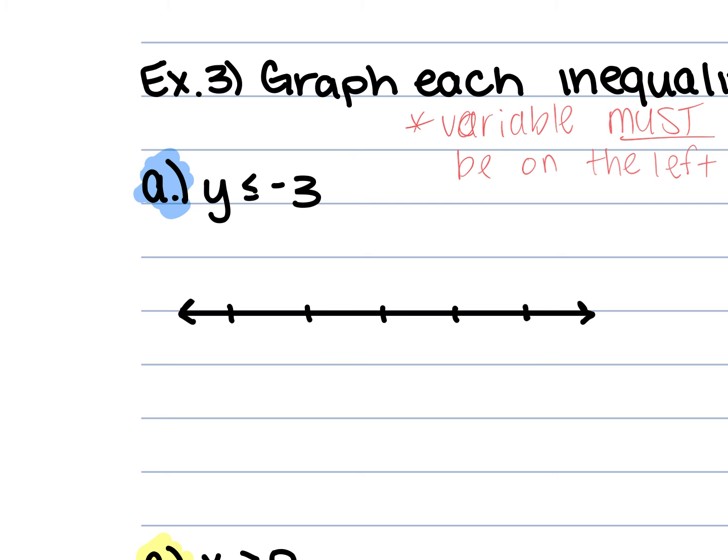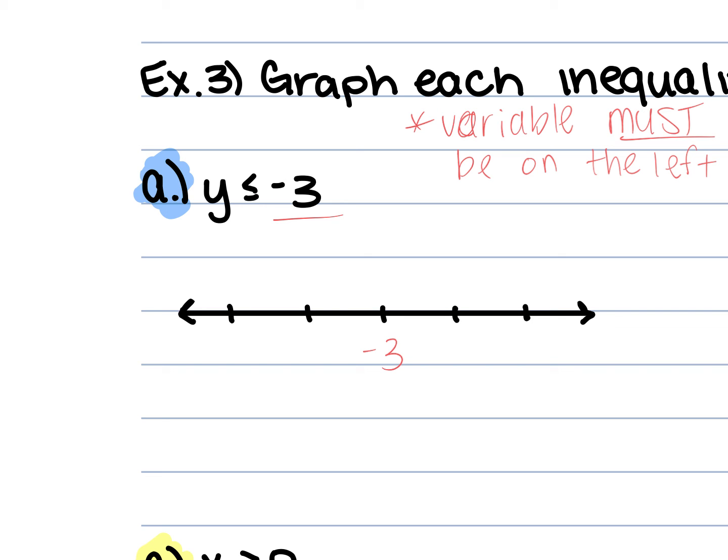Is the y on the left of the inequality? We're good, okay? It's less than or equal to -3. Check this out, guys. Put the number that was here in the middle of your number line. So put -3 right here. You need to have at least 3 numbers. How many numbers? 3. Put one number to the right.